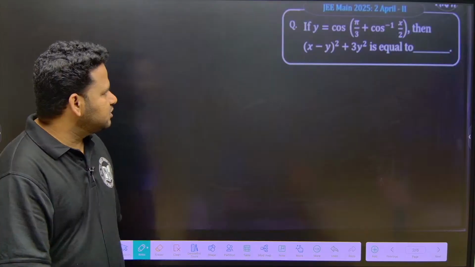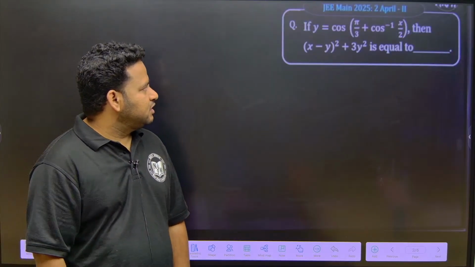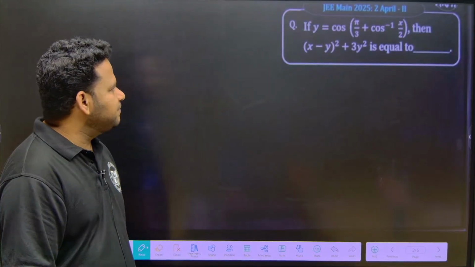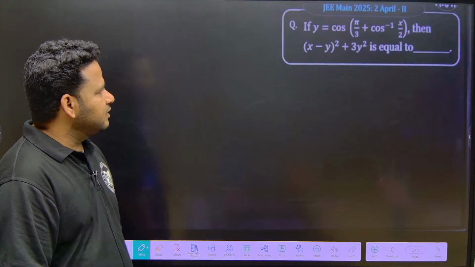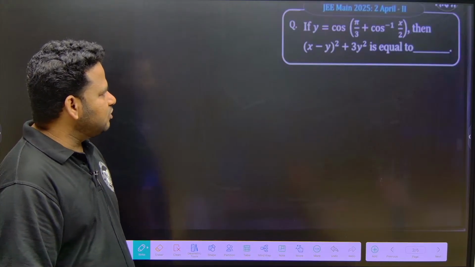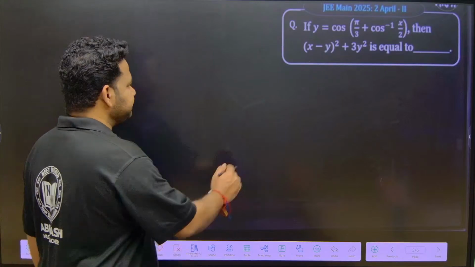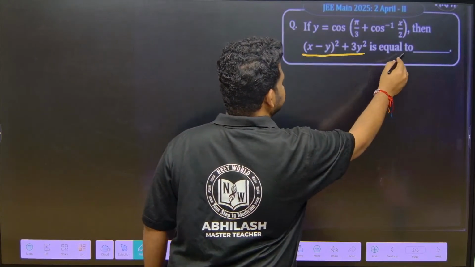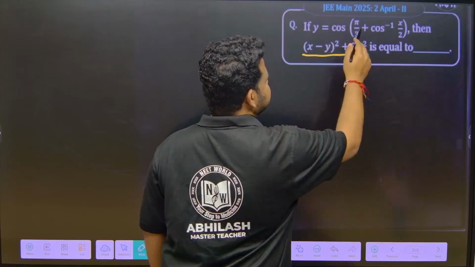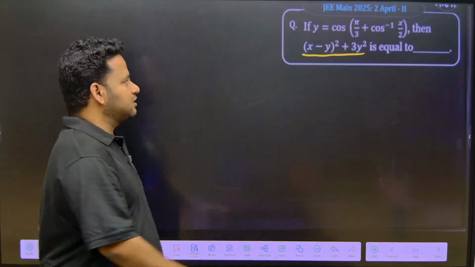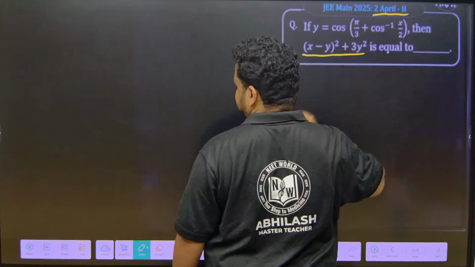Fine. So in this question they have given, if y is equal to cos of pi by 3 plus cos inverse of x by 2, then the value of x minus y whole square plus 3y square is equal to what? They are asking the value of this. This is a numerical value based question, 2nd April second shift question.